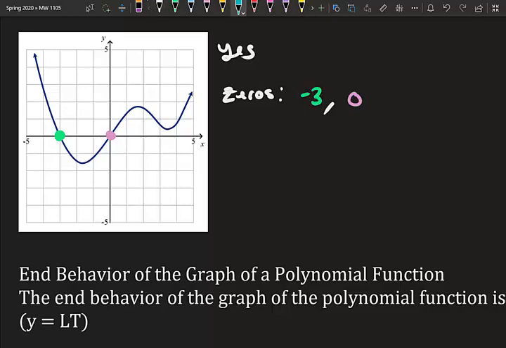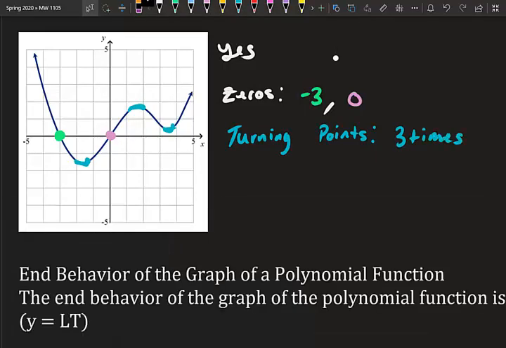Let's find our degree. To find our degree, we need to figure out how many turning points we have. So it turns once, twice, 3 times. So to find the degree, we do turning points plus 1. So 3 plus 1, it's 4. So that means our degree is 4.